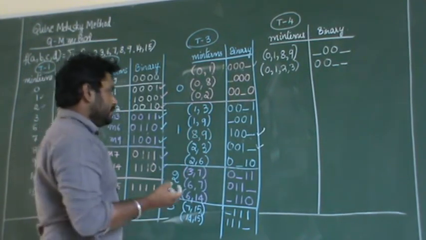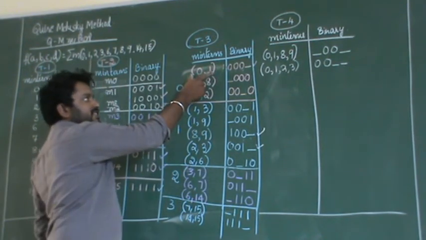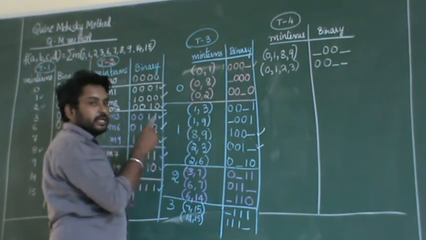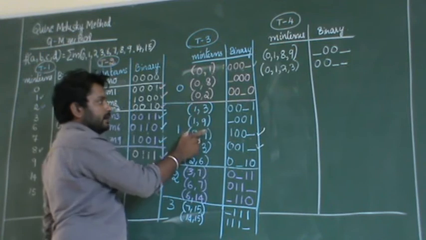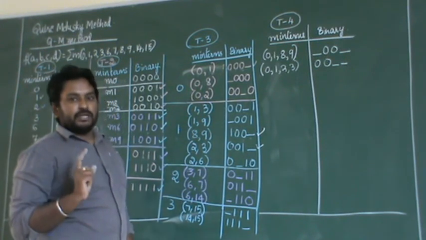So therefore I cannot match 0, 1 with 2, 6. Now the first term has been compared with all the terms in group number 1. Now the next term is 0, 8. I have to compare it with each and every term. So one easiest method I will teach you.